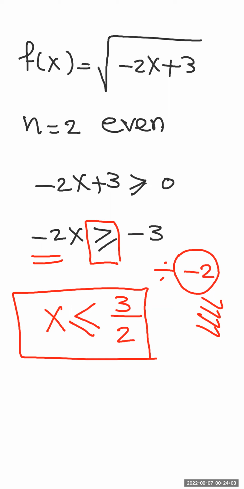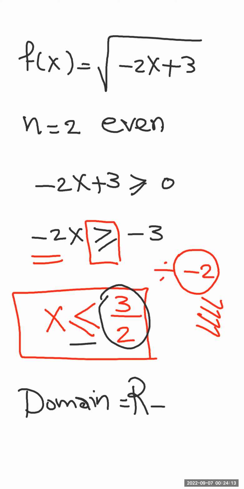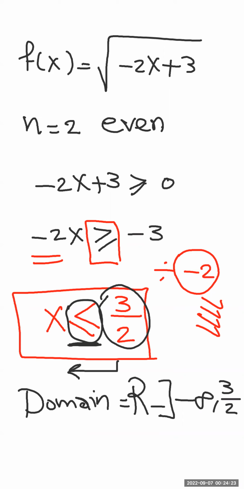So now the domain equals the real numbers. It's 3/2 and smaller than, so I'm going in the negative direction: negative infinity and 3/2. Negative infinity is open here, and at 3/2, smaller than or equal, it's closed. Done.